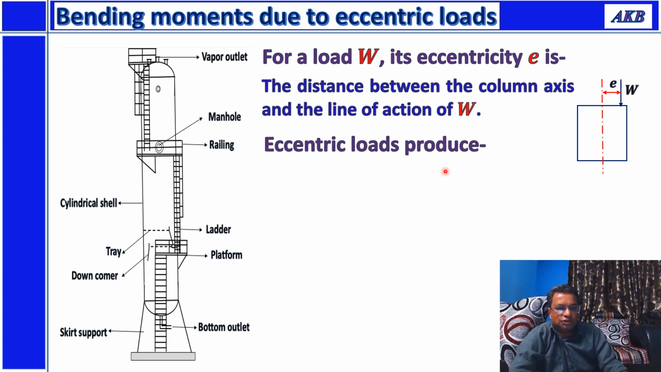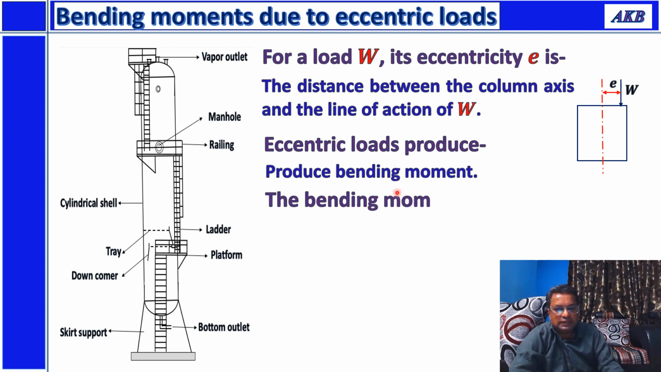Now when you have such eccentric loads, they will produce bending moment. Eccentric loads produce bending moment, and how do we get this bending moment? For example, for this case, for W with an eccentricity of E, the bending moment is given by this equation: M_E is equal to W into E.